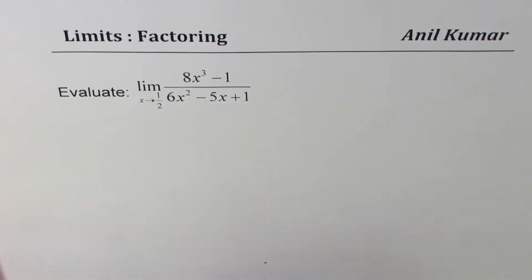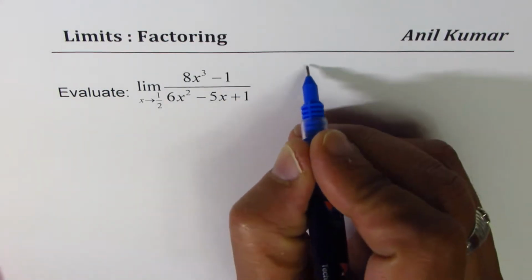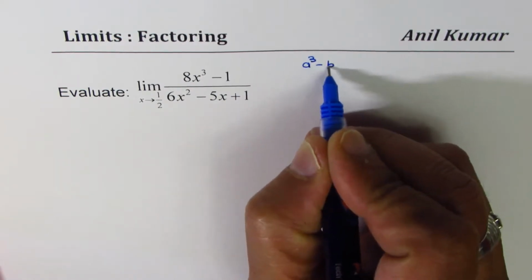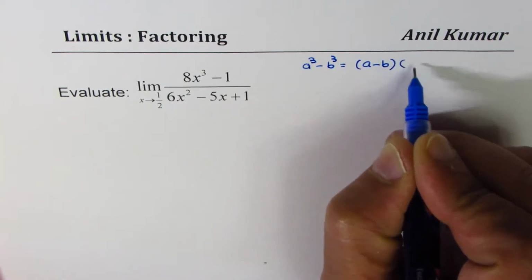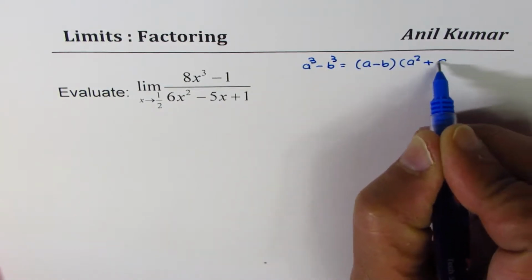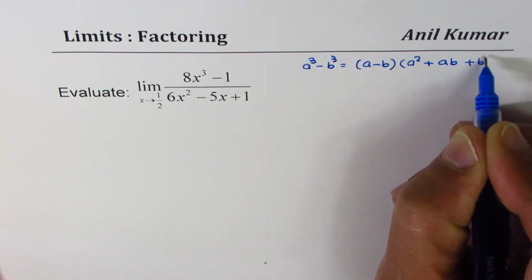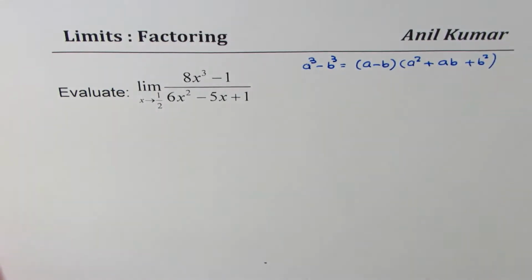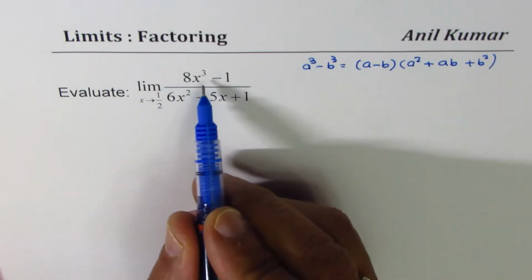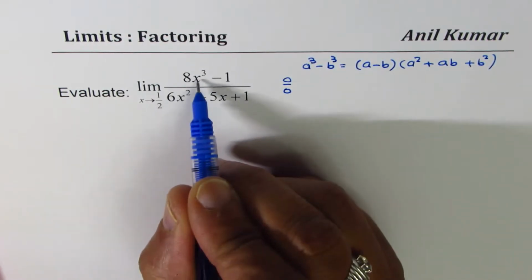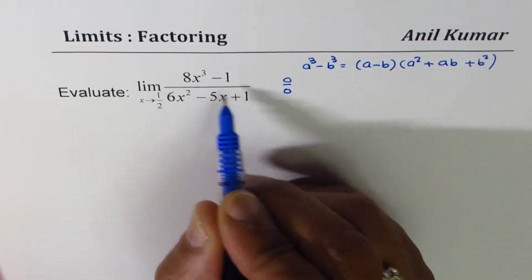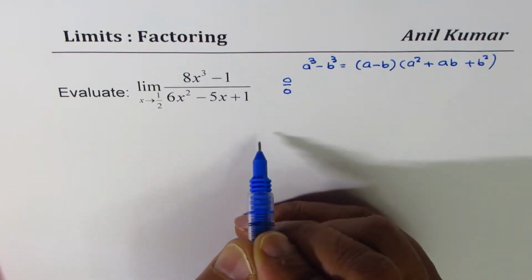I hope you remember the formula for difference of cubes. It is a cubed minus b cubed equals a minus b times a squared plus ab plus b squared, right? We're going to use this formula. If I substitute half here, we get 0 over 0, right? If I substitute half, you can calculate, we'll get 0 over 0.